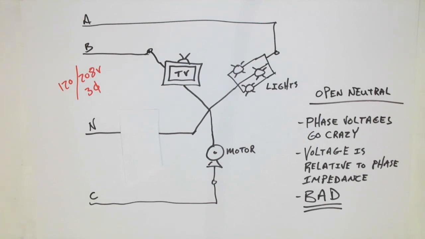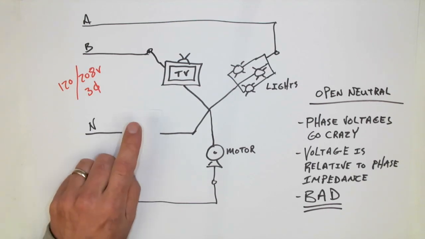It's extremely bad. And since 99% of all Y systems will be unbalanced because that's what our main buildings are actually supplied with, it's incredibly important that we never have an open neutral.